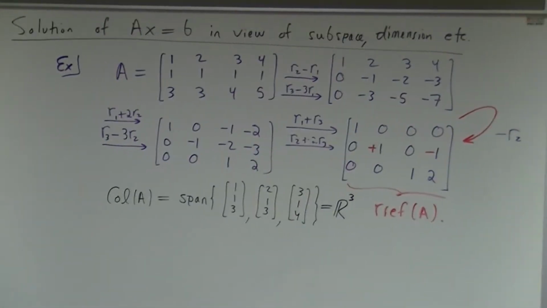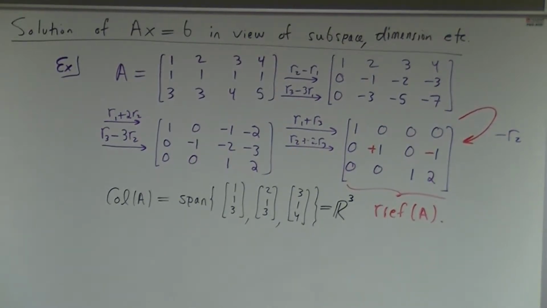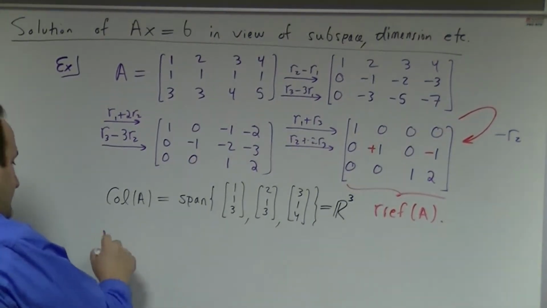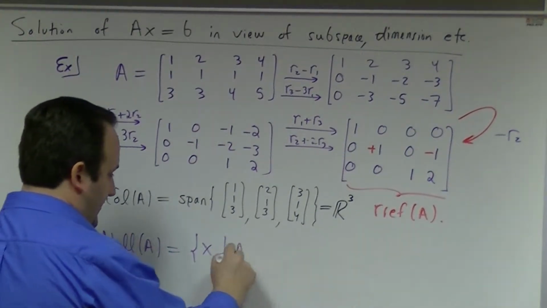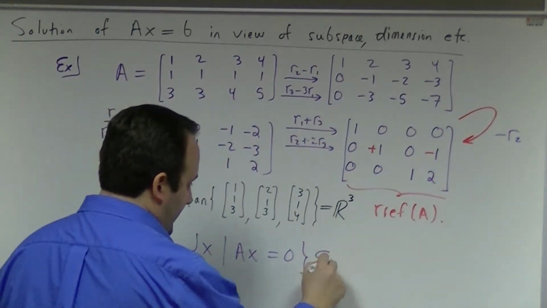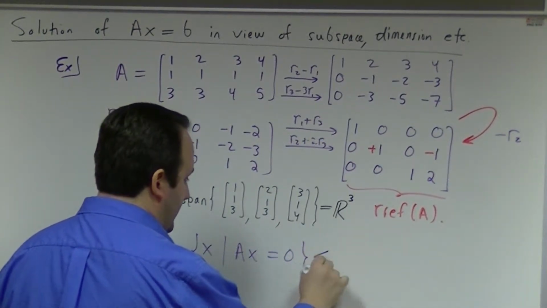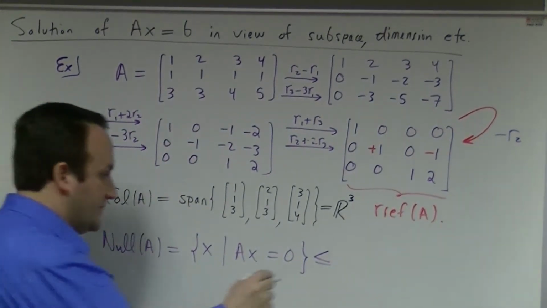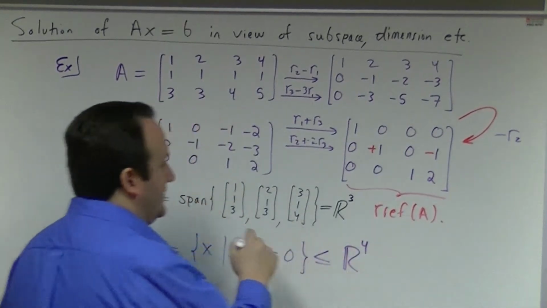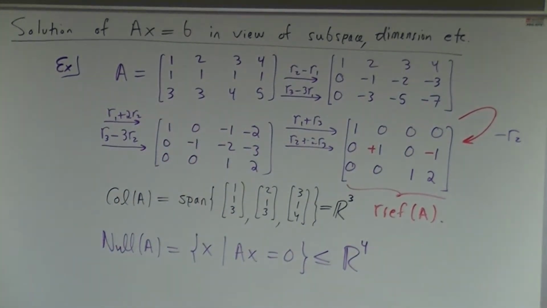How about null space? What's the null space look like here? Remember what null space was? It's all x such that Ax equals 0. This is a subset of what? Actually, it's a subspace; we proved that the other day. Subspace of what? Not R3, R4. Very true. Because I have a 3 by 4, I have to multiply by a 4 by 1 for the multiplication to make sense. So what is the null space of A? Okay, there it is, but what's the basis for it?